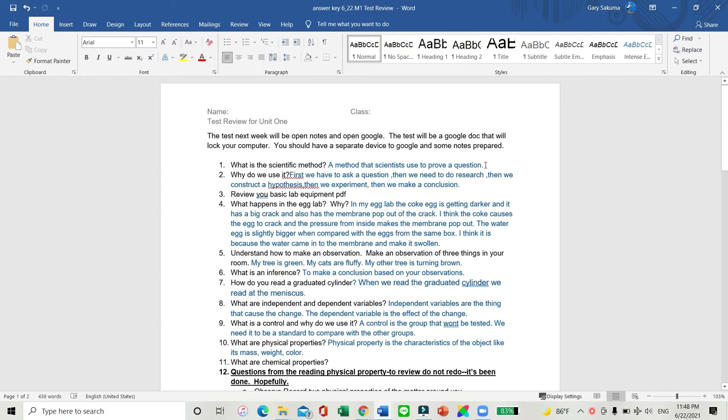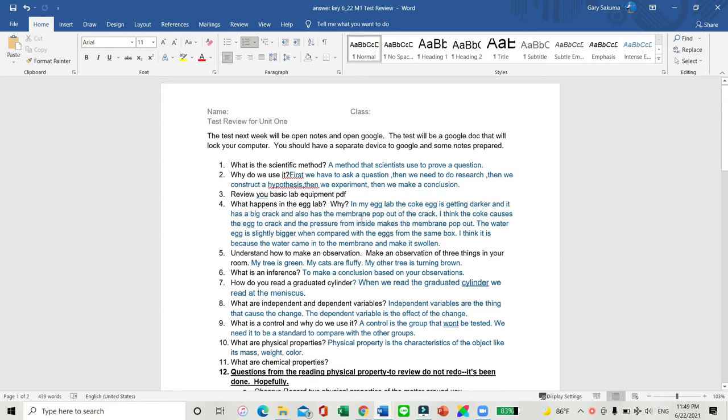But for the scientific method, it is a method scientists use to prove a question and explain it. Ask a question, research, construct a hypothesis, experiment, and make a conclusion, and use it for comparison across the world. Review your basic lab equipment PDF that's in your agenda. It's the funnel, the beaker, the flask, graduated cylinder, etc.